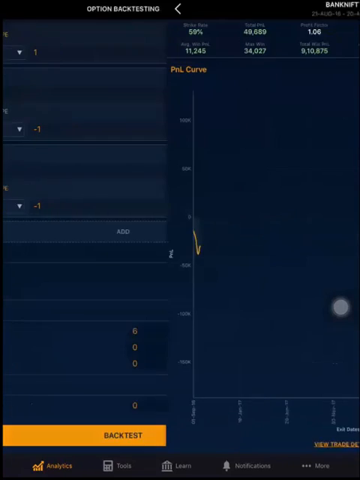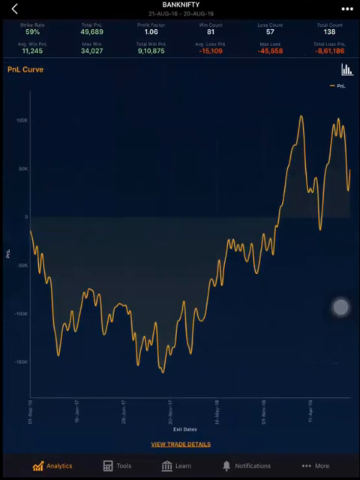So it is evaluating each and every weekly option and giving you the data. You have a strike rate of 59%, PNL of almost 50,000, profit factor of 1.06. You have 81 times it has been profitable, 57 times it has been loss making. You have max loss of 45. You can optimize it by putting the stop loss.